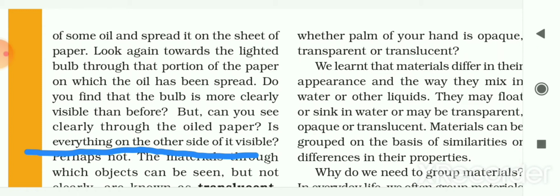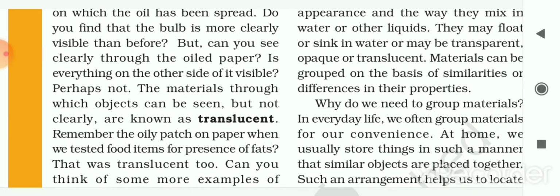But now can you see clearly through the oil paper? No, you will not. You are not able to see clearly through the oil paper. And is everything on the other side of it visible? No, rather than the bulb, anything that is on the next side of this page is not visible. So the materials through which objects can be seen but not clearly are known as translucent objects.